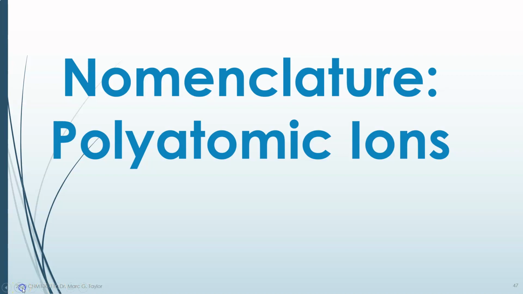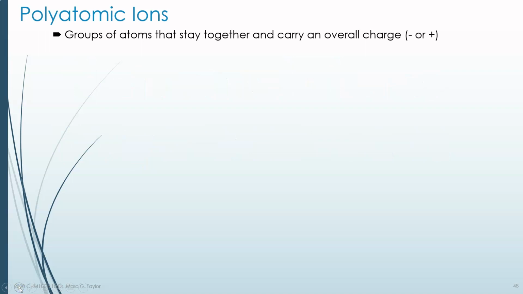Polyatomic ions are ions that are composed of groups of atoms, frequently different kinds of atoms, that stay together because they're actually covalently bound, but we're not going to worry about that. They are usually part of ionic compounds, and they stay together and carry an overall charge, either positive or negative. The vast majority of polyatomic ions are negative. There are a couple positively charged ones.